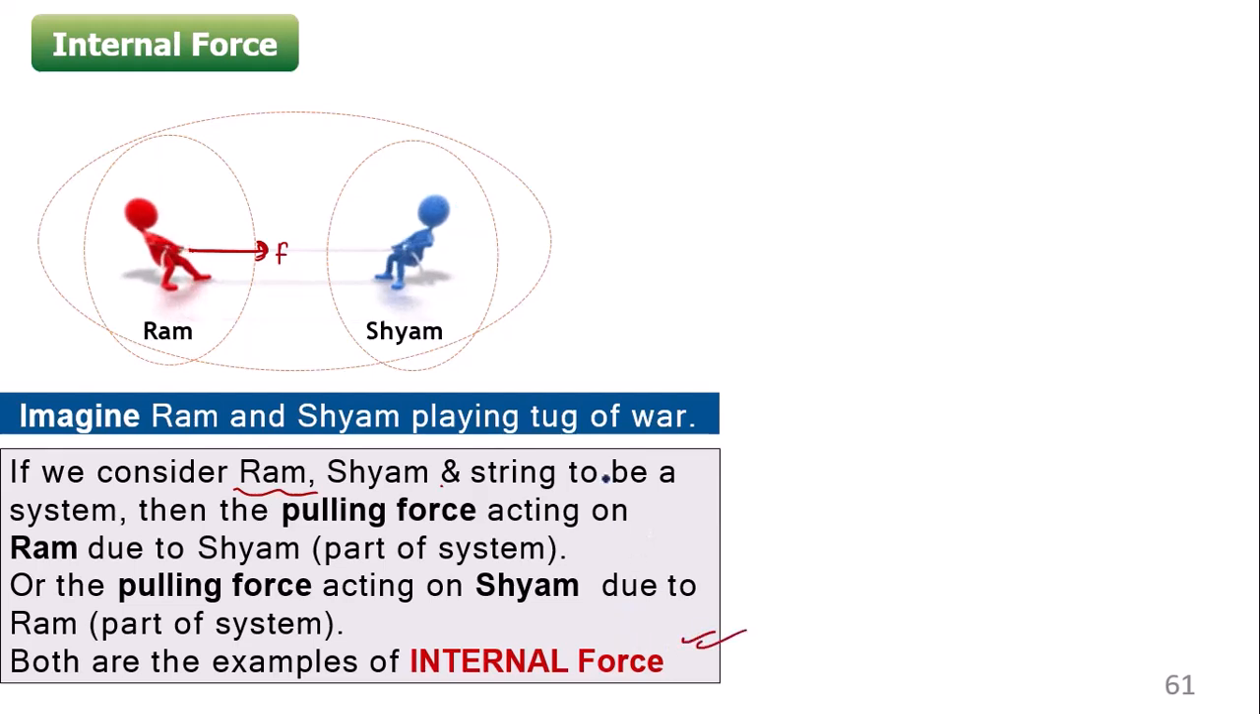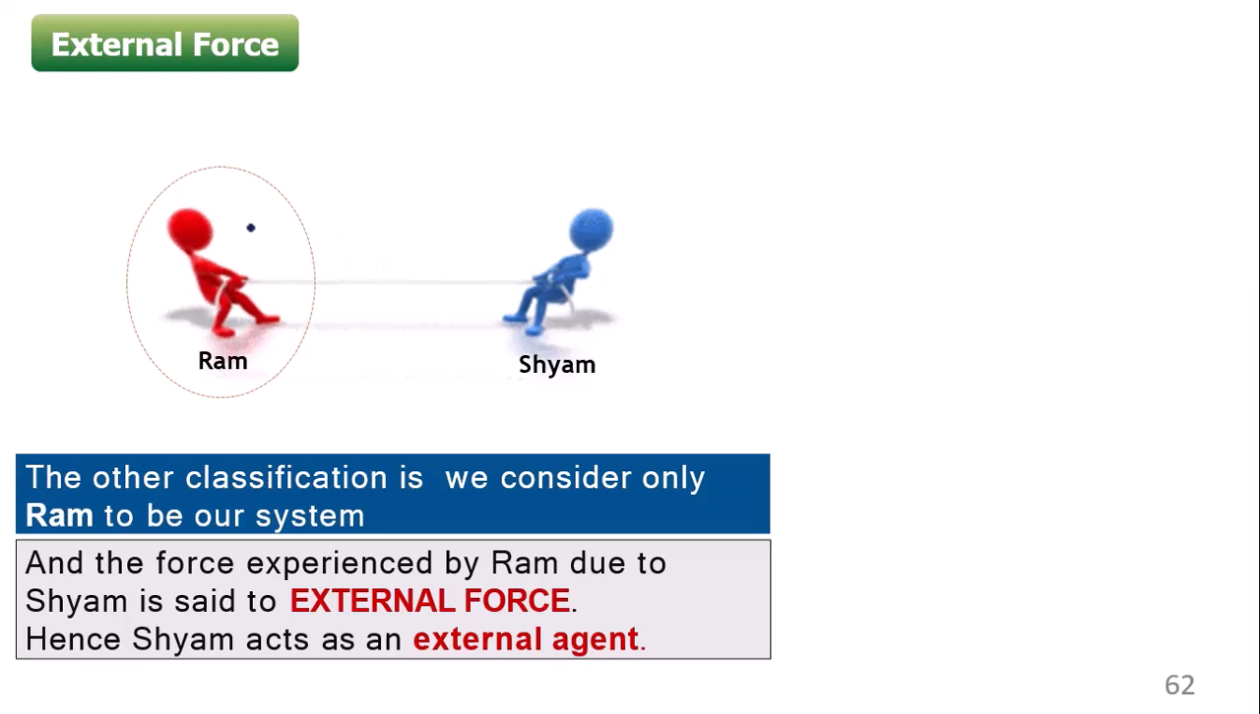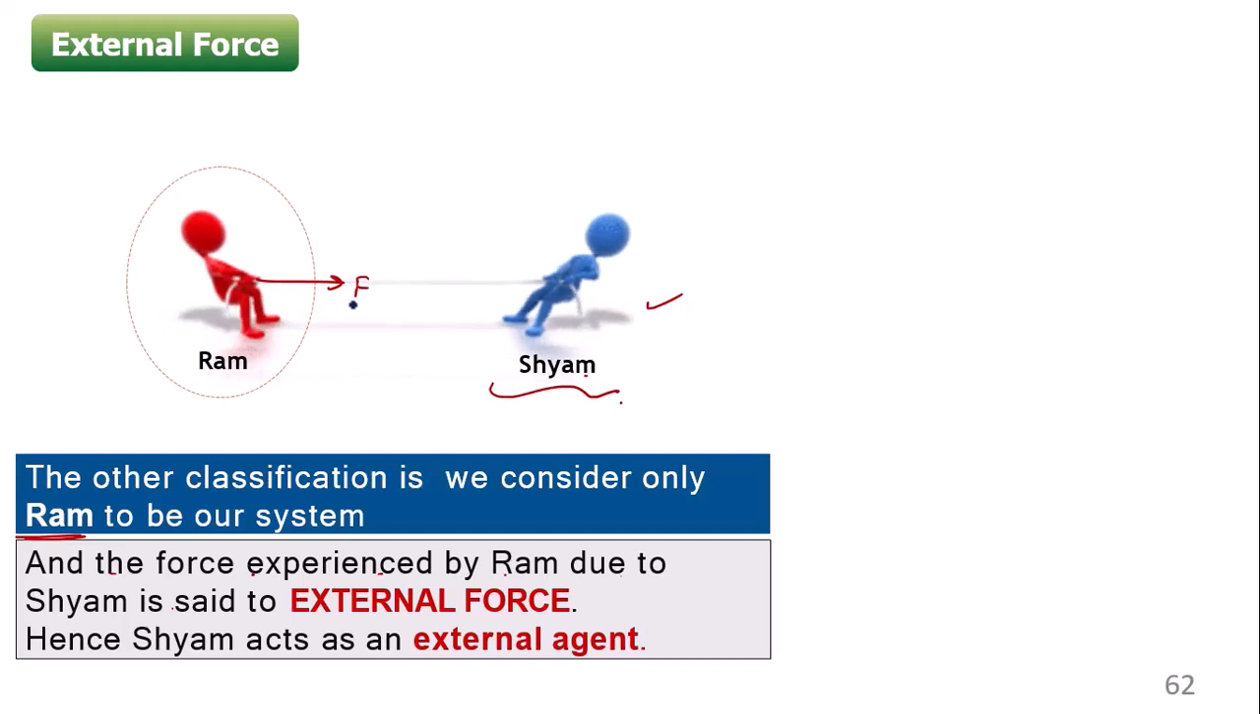But once we consider only Ram as the system, then the force acting on Ram is applied by Sham, who is not inside the system. So that particular force is the external force. If I say Ram is our only system, then the force experienced by Ram is due to Sham, who is external to the system. Sham is not part of the system. So the force given by Sham on Ram is nothing but an external force.